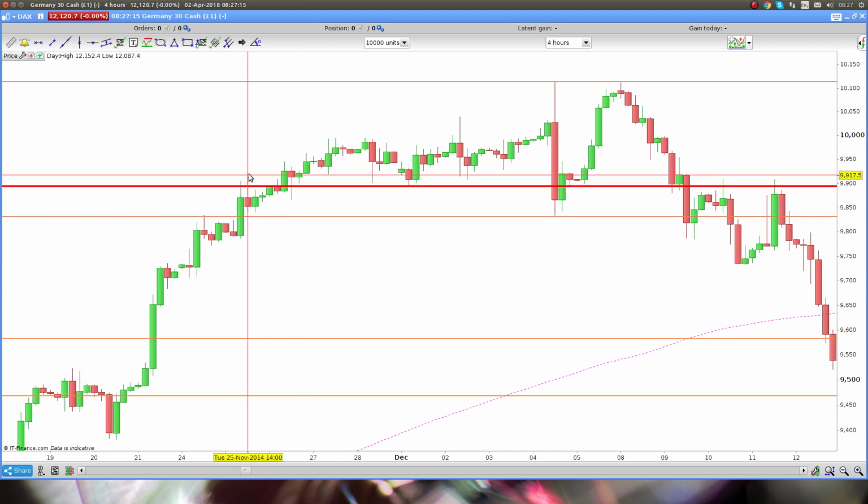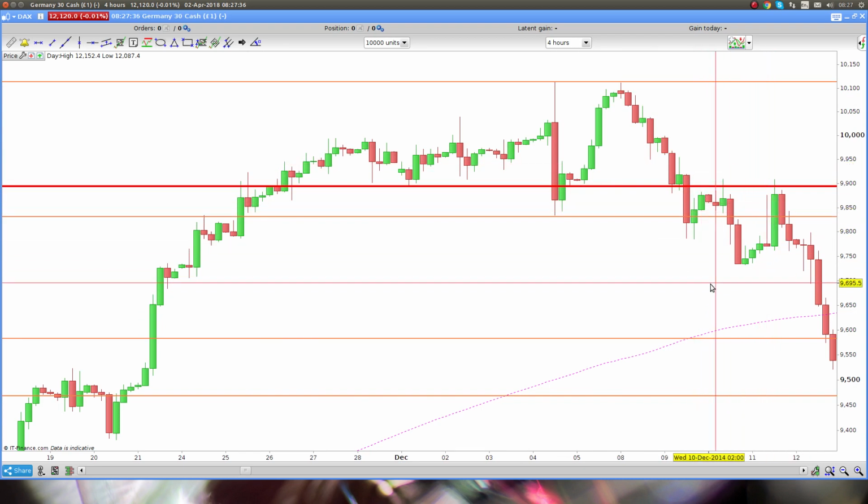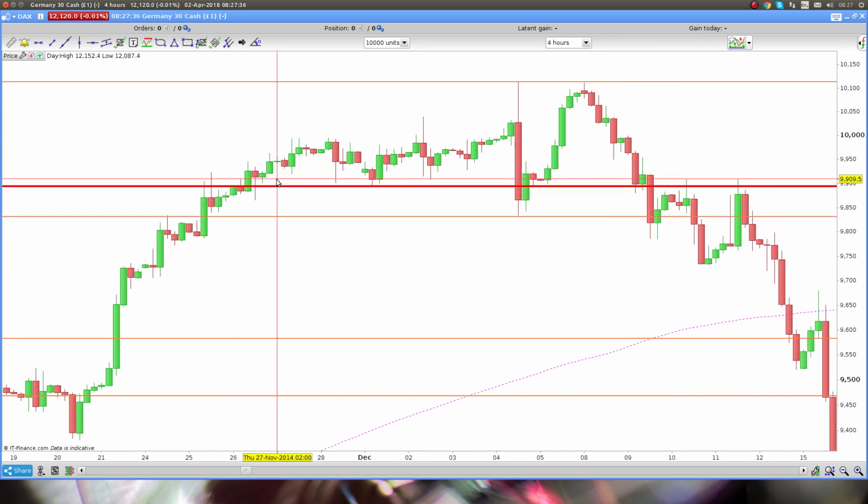So you can see how price rejected this level, broke through, tested, tried to break through, broke through, broke back down, tested the break. So this level is a pretty strong level. Sorry, no editing a video here.